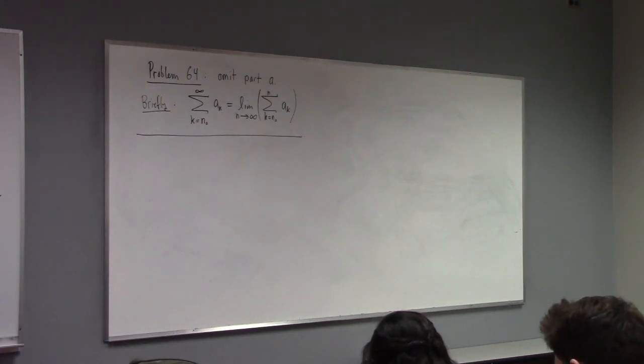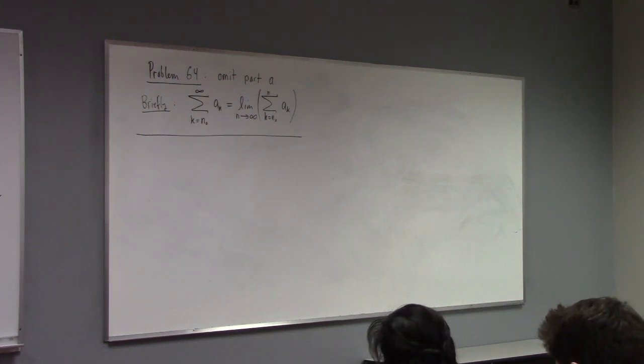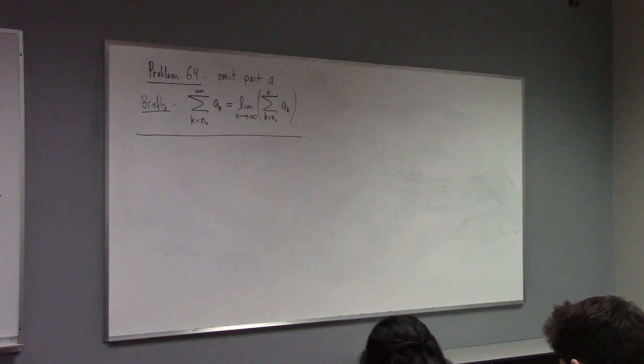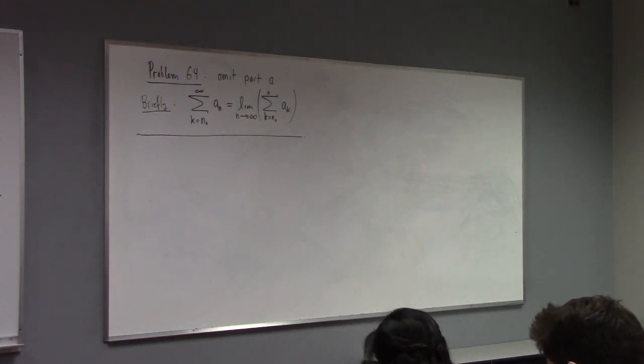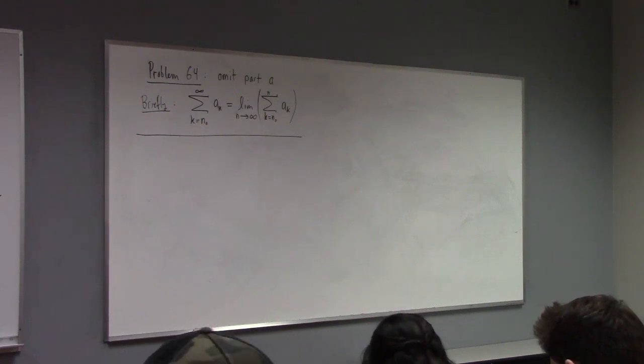It is the limit of the sequence of partial sums, if that limit exists. It doesn't have to exist, all right? But if it does, then we say the series converges, or we could also say that it's summable.